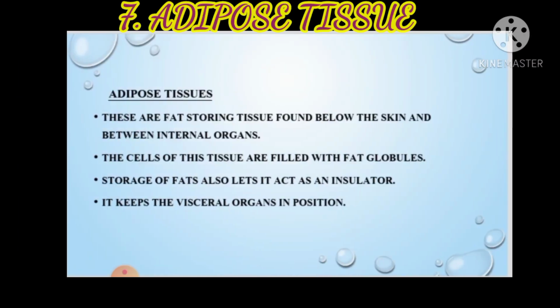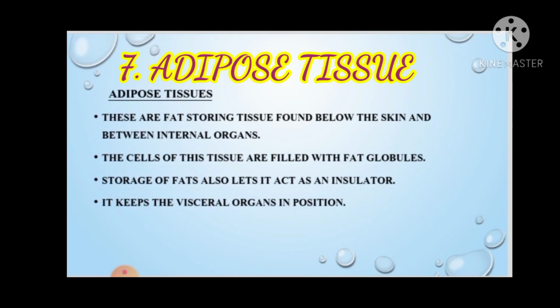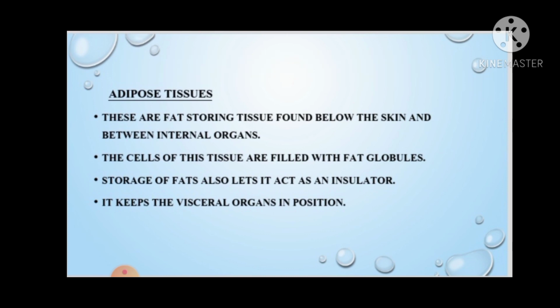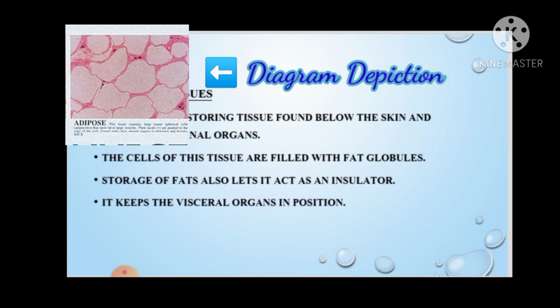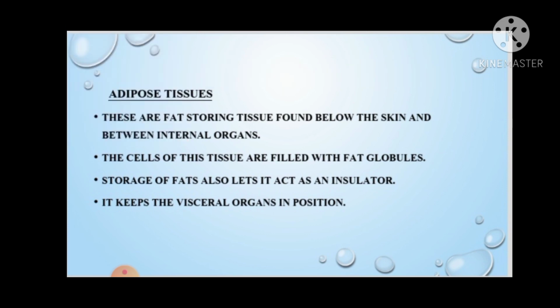Now let us study another connective tissue, that is adipose tissue. These are fat storing tissue found below the skin and between internal organs. The cells of this tissue are filled with fat globules. Storage of fat also lets it act as an insulator. It keeps the visceral organs in position. So in general terms, you can understand adipose tissue as fat storing tissue.